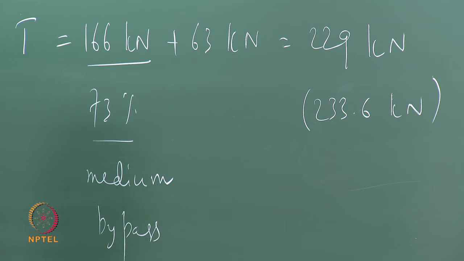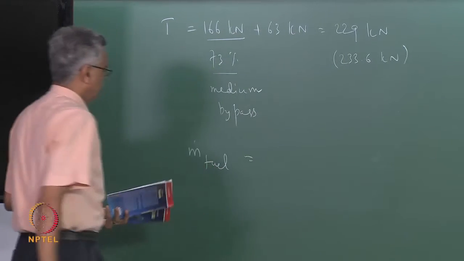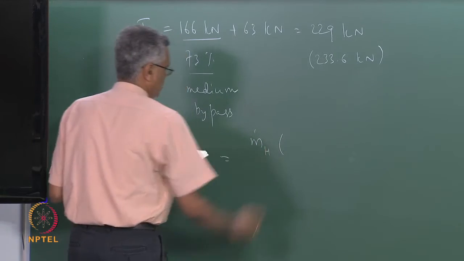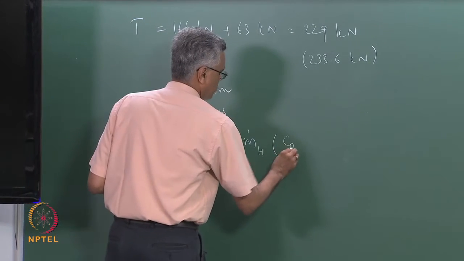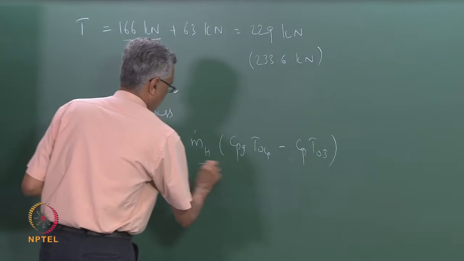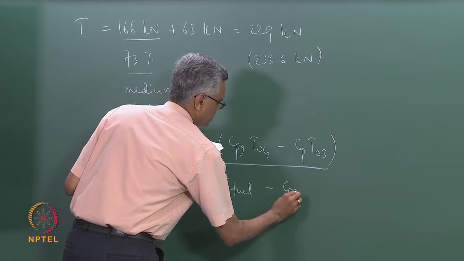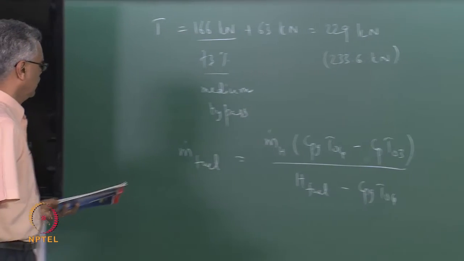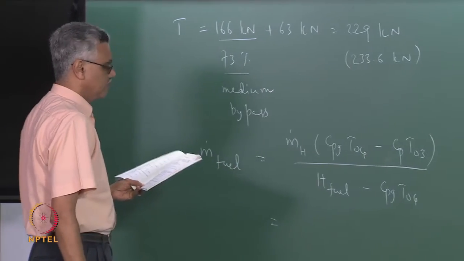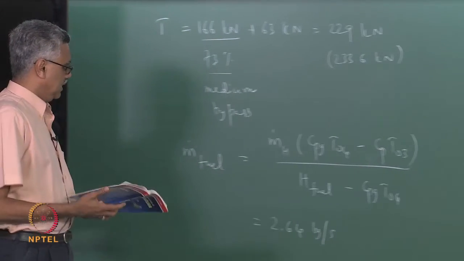The next thing that we wish to calculate is the mass flow rate of fuel. So let us go ahead and calculate the m dot fuel based on an energy balance for the combustor. We did the energy balance for the combustor, and we showed that the mass flow rate of fuel is given by this expression: m dot h times (CpG T04 minus Cp T03) divided by the calorific value of the fuel minus CpG times T04. If you substitute the numbers that we calculated earlier, we get this value to be 2.64 kg per second.